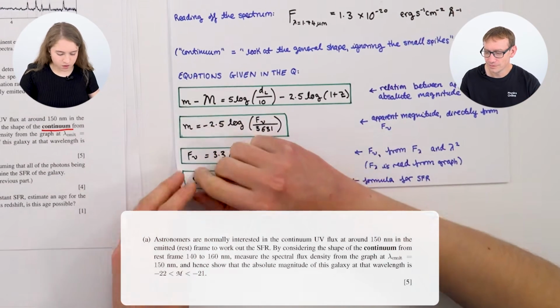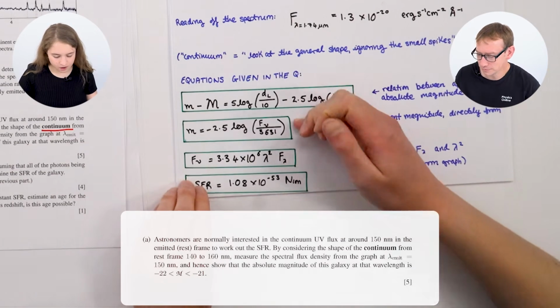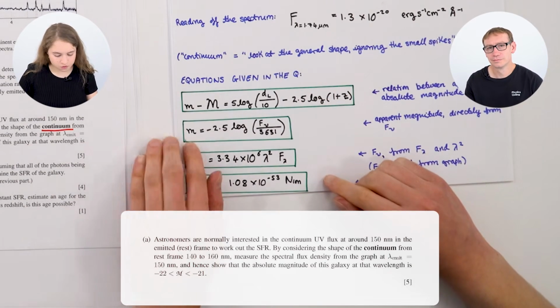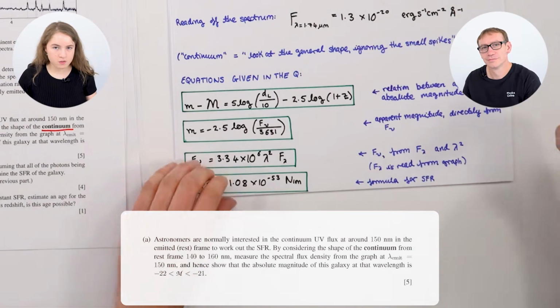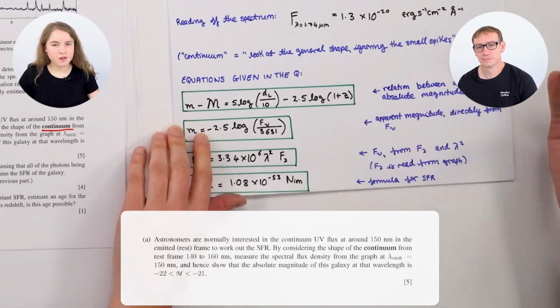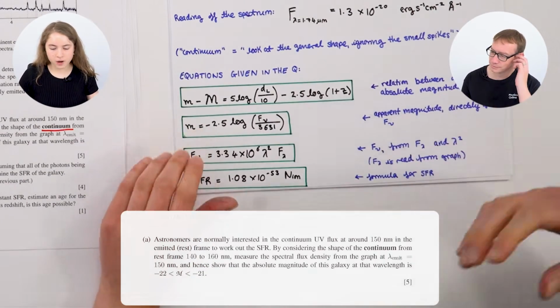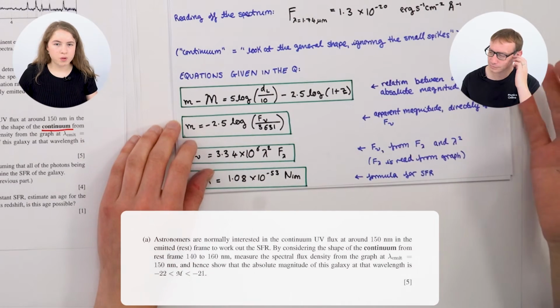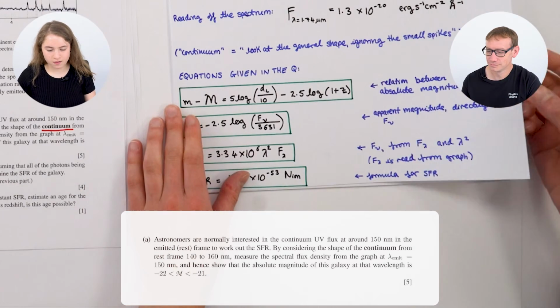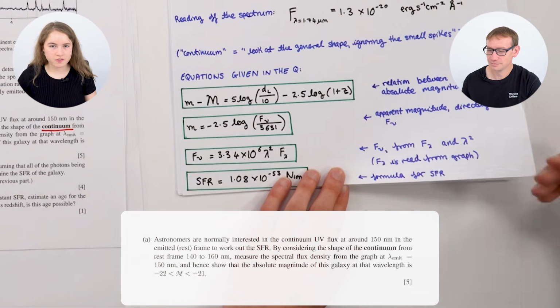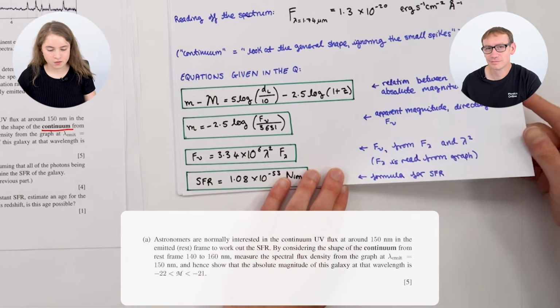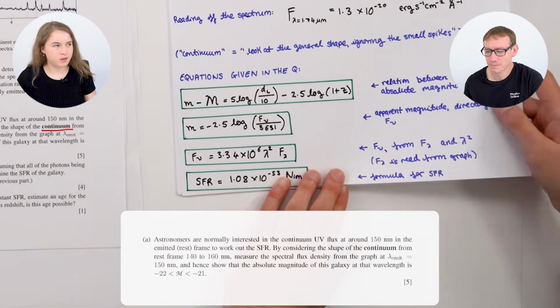So you can either do each thing in turn, find F nu, find lowercase m, and write out your intermediate values, which in a sense is good because the markers can check your intermediate values. But generally, we would recommend that you manipulate everything algebraically and then put in your values at the end. It will be much quicker, I think, to do it that way. And you'll still get marks for your algebraic intermediate answers.